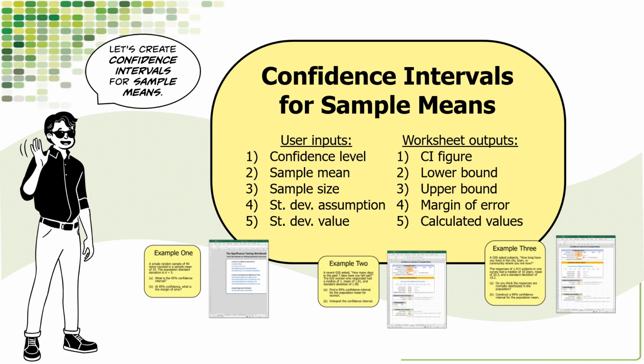After you make your inputs, the worksheet shows you the confidence interval on a graph, reports its lower and upper bounds, gives you the margin of error, and shows you how it calculated all of these values. To see how it's done, let's work through a couple of examples.